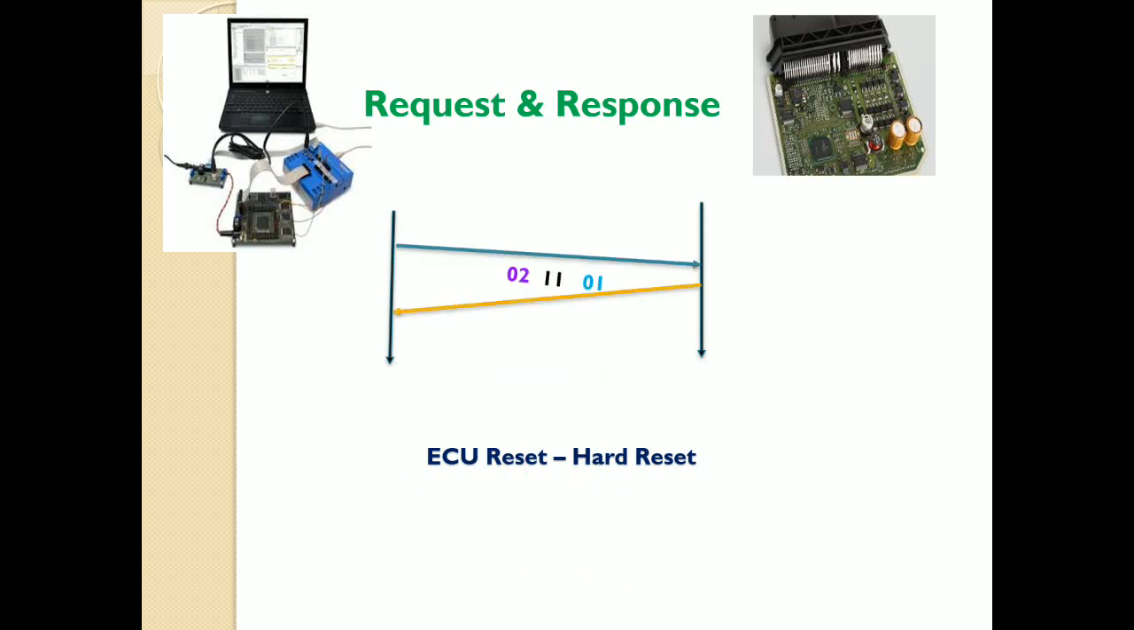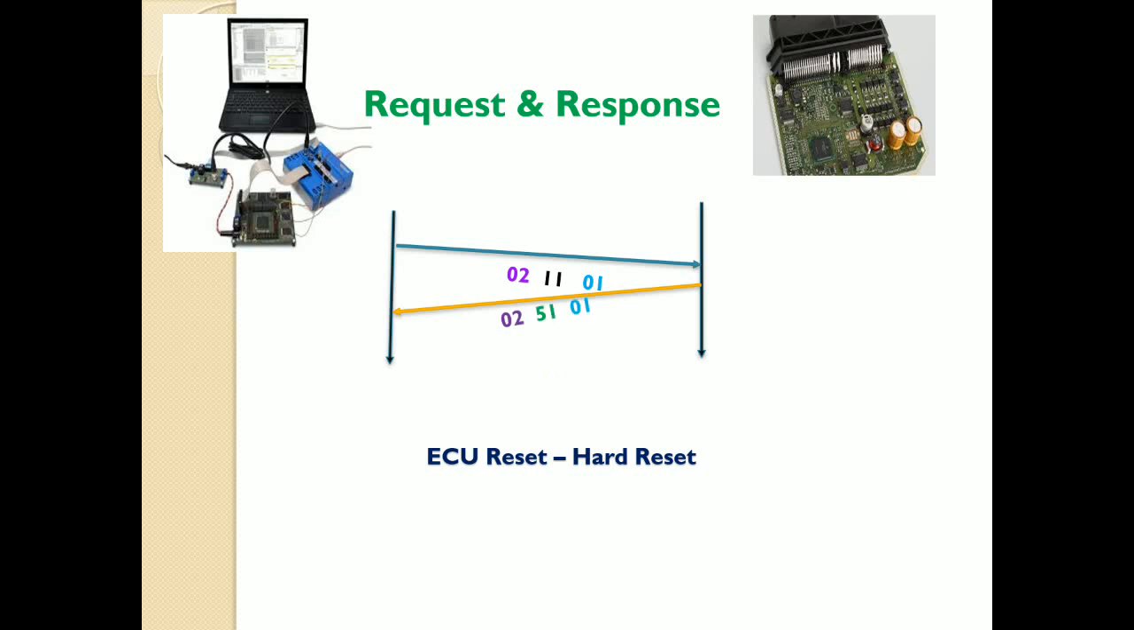See, the left side is a tester and the right side is an ECU. So you send 2 11 01, where 11 is ECU reset with sub function 1, that is a hard reset. For the response, you are getting 2 51 01. Okay, see, this is the response 2 51 01.